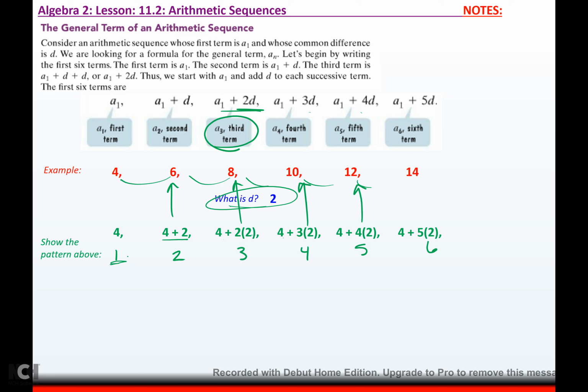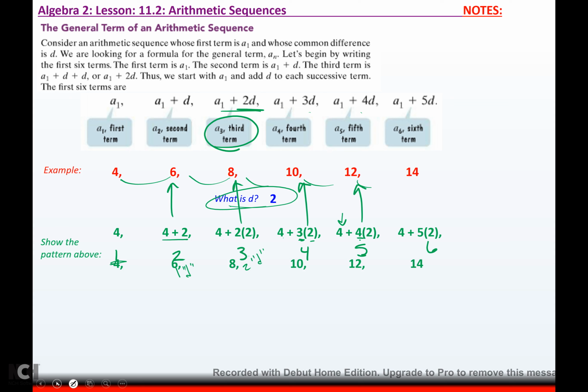So notice that because you're starting in the first position, here for the second term you're adding 1 copy of D. For the third position you're adding 2 copies of D. For the fourth position you're adding 3 copies of D. For the fifth position you're adding 4 copies of D, because it's not just going to be 5 copies of D, because you got to start with wherever you started. Okay?